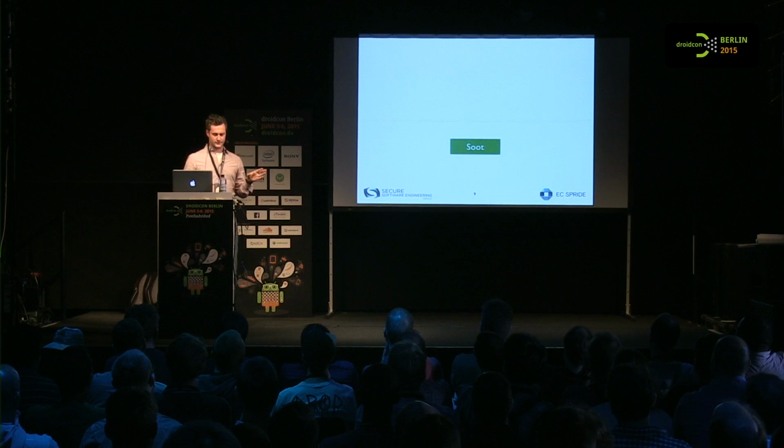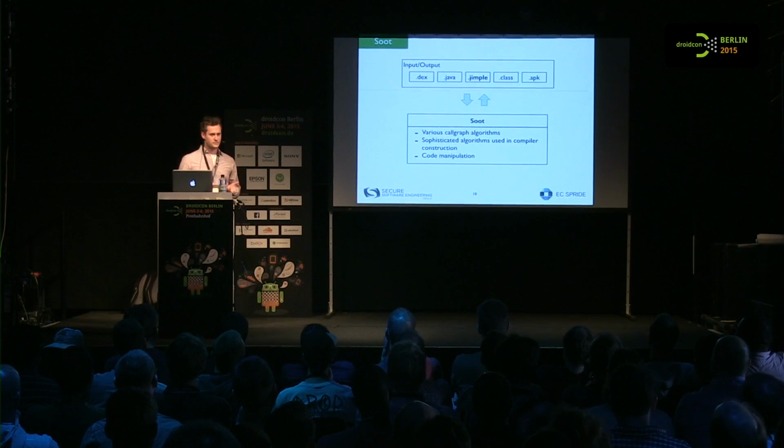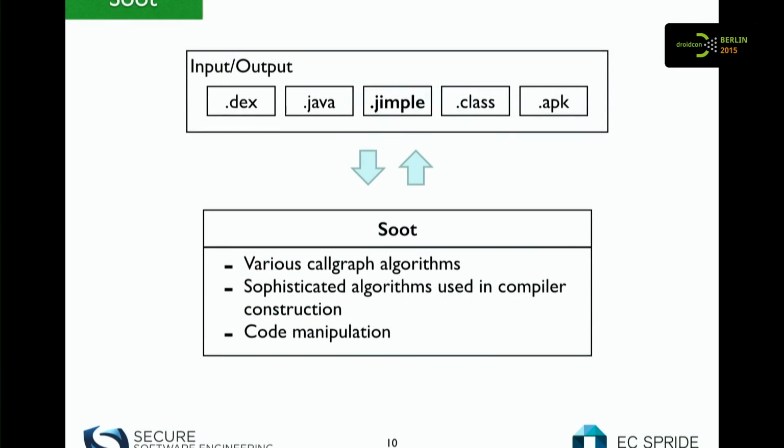So, the underlying framework of this CodeInspect tool is the SOOT framework. Just look at the upper part: it is able to read different input formats, for instance the DEX file, the Java file, a class file, and APK. These are input formats specific for Android. You can see it's a binary format and a source code format, and it converts it into an intermediate representation called Jimple. I will explain in the next slide what Jimple means.